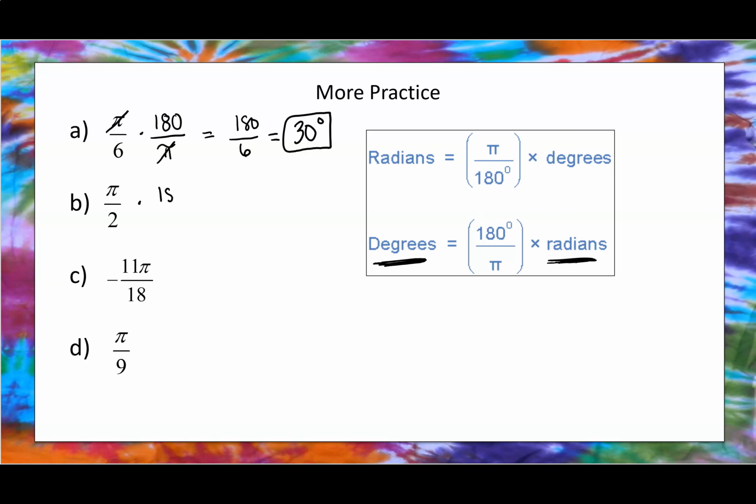So let's just make sure we're getting that with our formula. We're going to have 180 over pi. Remember, we're using this formula right here. And that's going to give us a pi canceling, 180 divided by 2, which is equal to 90 degrees.